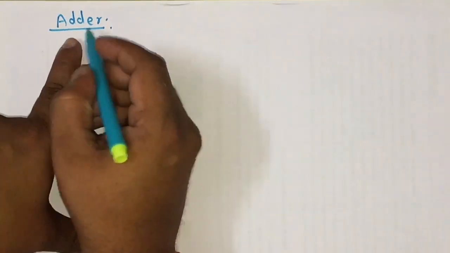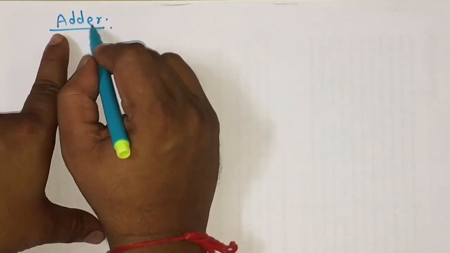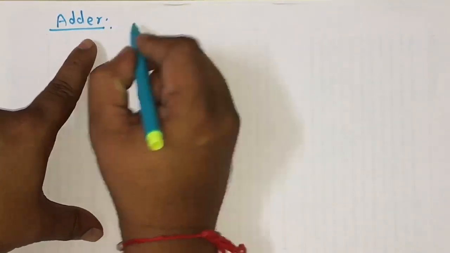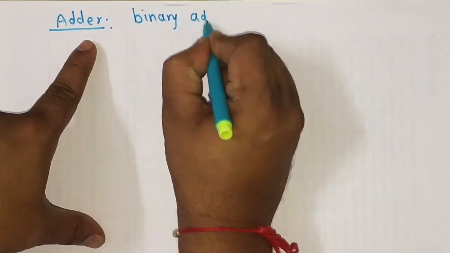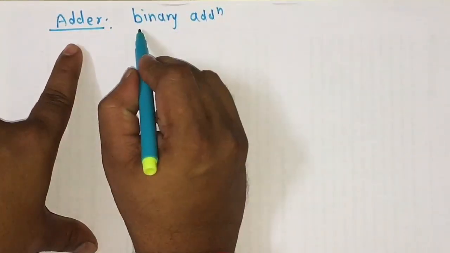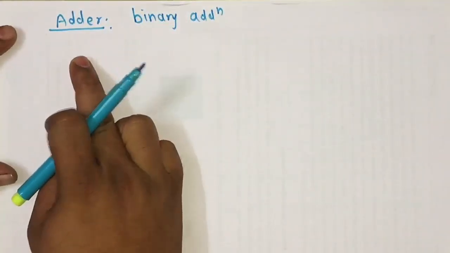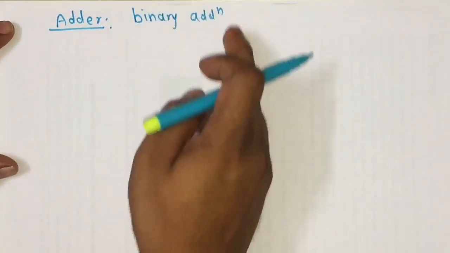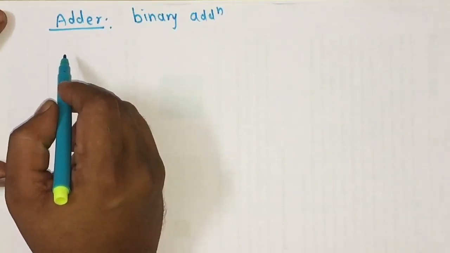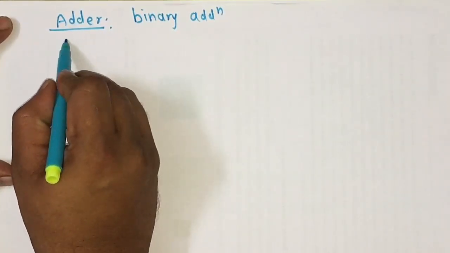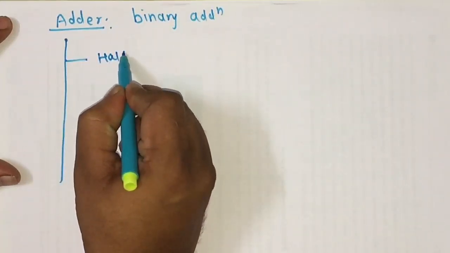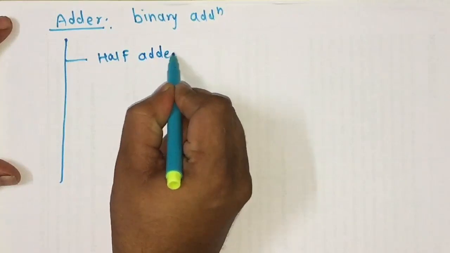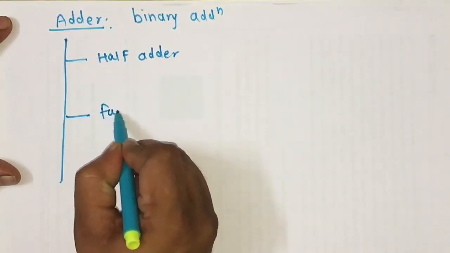The adder circuit is a combinational circuit that is used to perform binary addition. Binary addition will be done with the help of an adder. I think in our live session I have discussed this point also. The adder is again of two types. The first one is a half adder, and the second is a full adder.